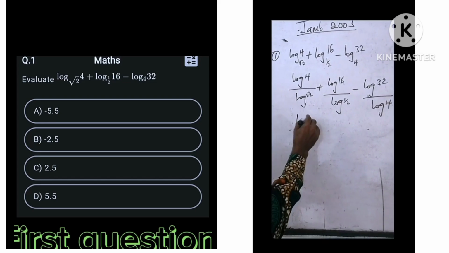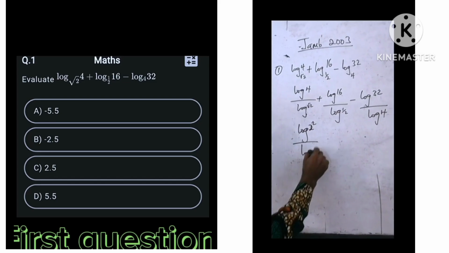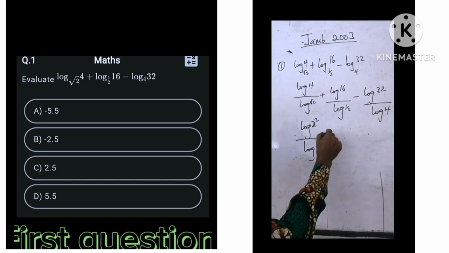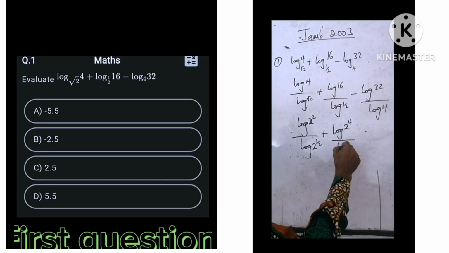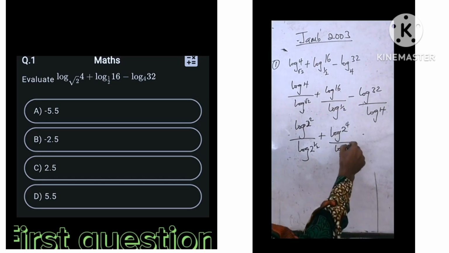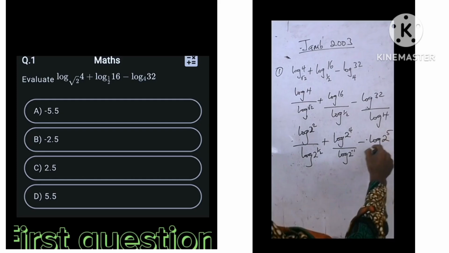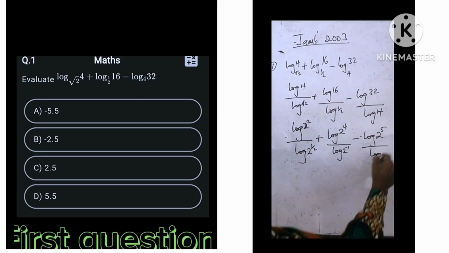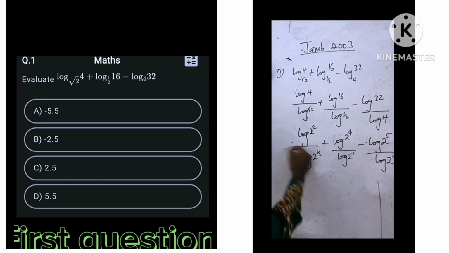This becomes log 4 is 2 raised to the power 2, divided by root 2 is 2 raised to the power 1 over 2, plus log 16 is 2 raised to the power 4. This one now becomes 2 raised to the power minus 1, minus log 32 is 2 raised to the power 5. This becomes log 2 raised to the power 2. At this point, we carry the powers, they will come down.